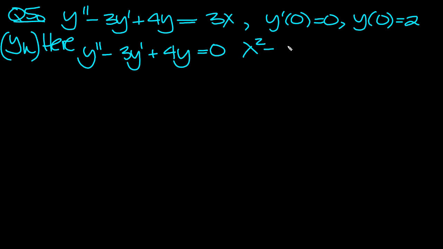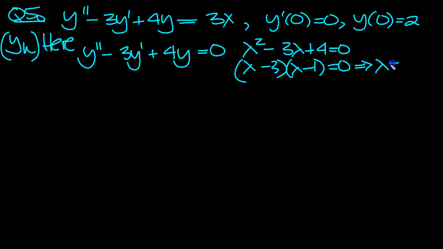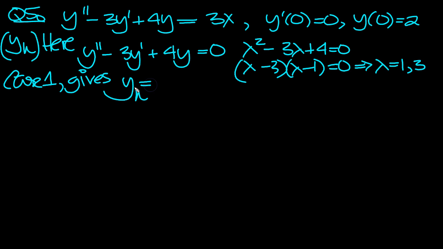associated quadratic equation lambda squared minus 3 lambda plus 4 equals 0, and that tells us that we can factorize that as lambda minus 3 and lambda minus 1, isn't it? So that implies two distinct roots, 1 and 3. So this is case 1, which gives us y equals, then yh, a e to the power of the first one, which is 1, plus b e to the power of the second one, 3x.